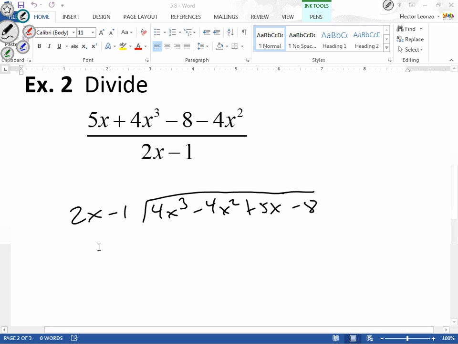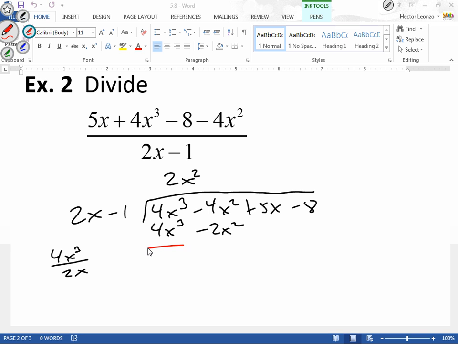All right, so first term only, 4x to the third divided by 2x. I know 4x to the third divided by 2x, I get 2x squared. So now multiply the 2x squared to the terms on the outside. So I have 4x to the third minus 2x squared. And remember, we draw the line, change the signs. So that thing goes away. Here, negative 4 plus 2, that gives me negative 2x squared plus 5x, because I dropped the next term.